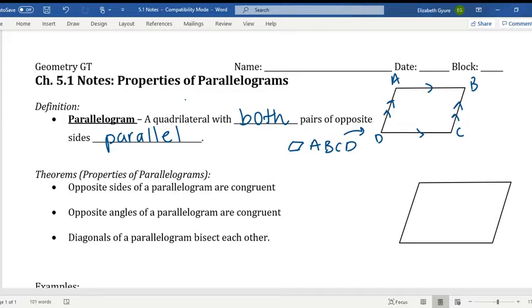Then we have a few theorems. These don't have specific names, and they're pretty short theorems, but these theorems basically serve as properties of our parallelograms. The first one is that opposite sides of a parallelogram are congruent.